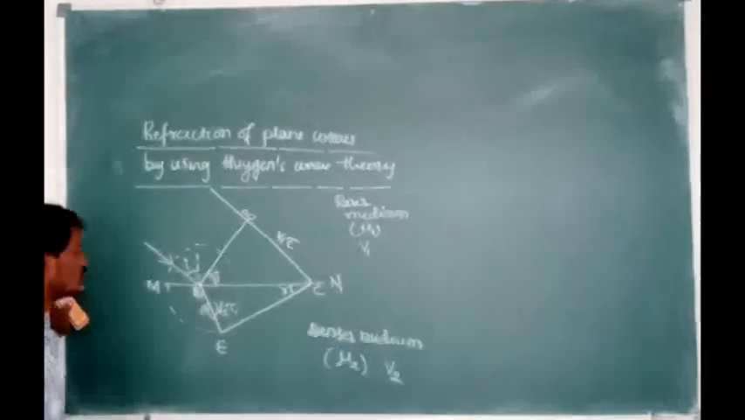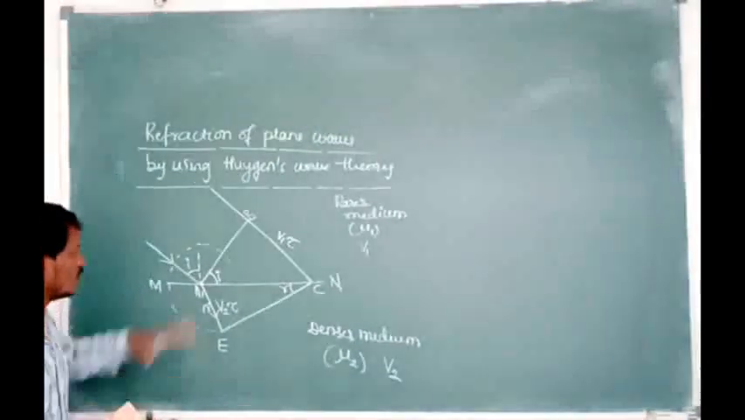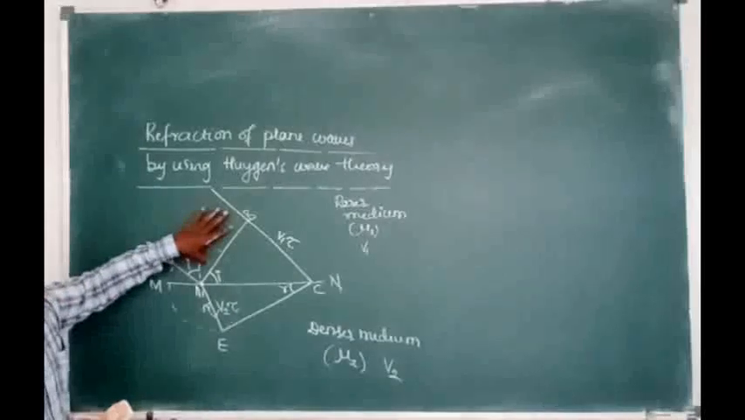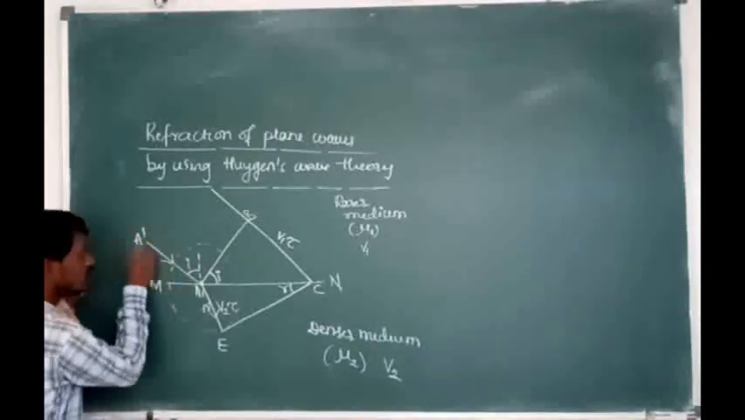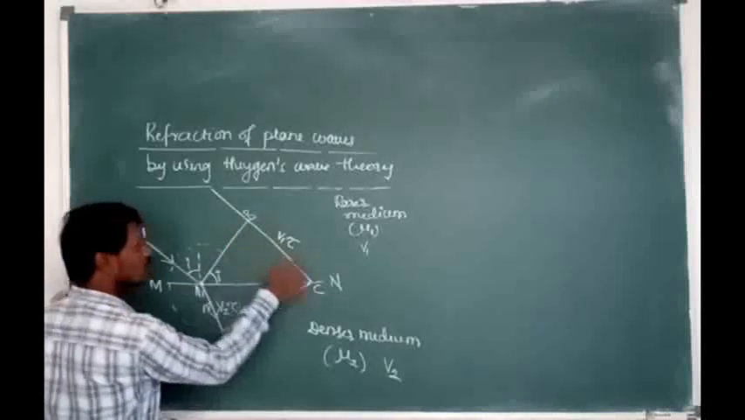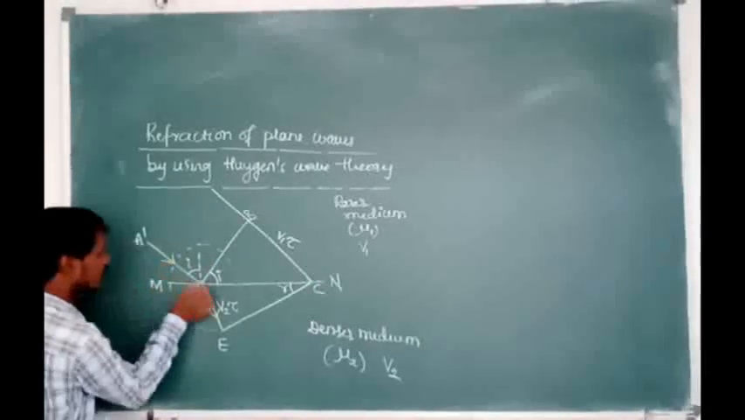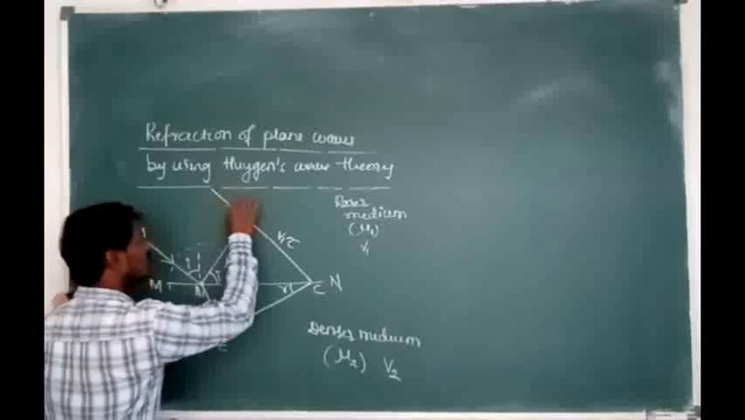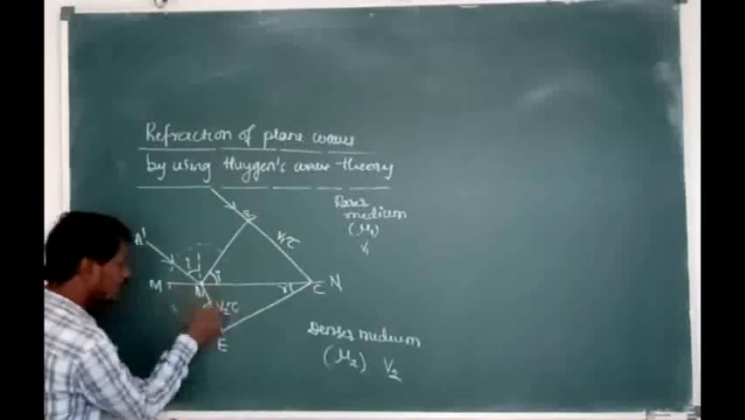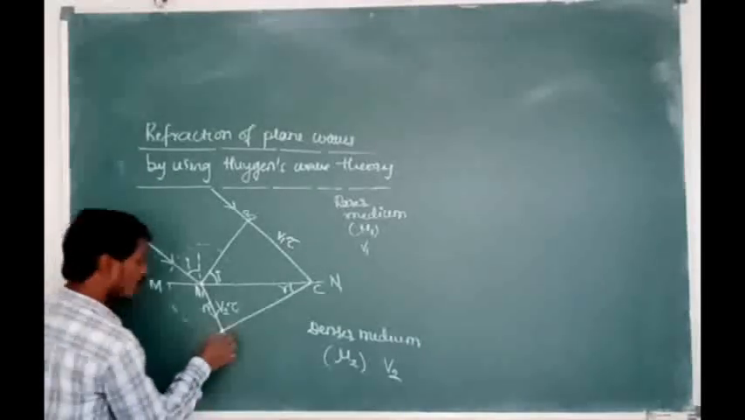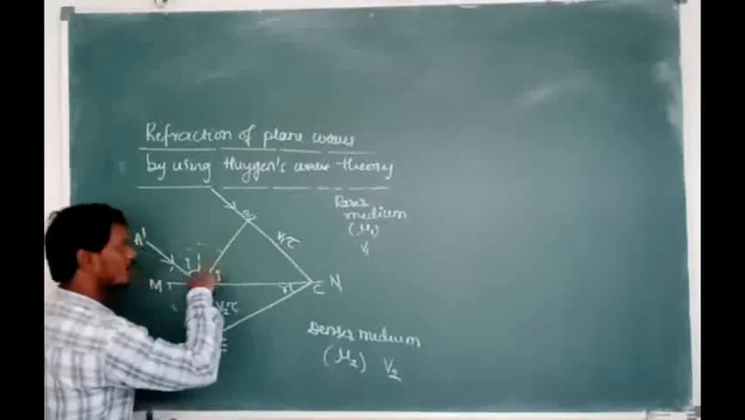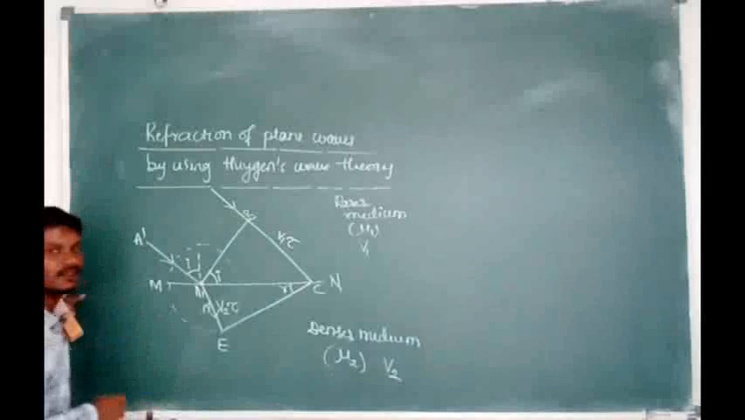Once again, listen here. AB is the incident plane wavefront, and A'A is the incident ray, and BC is also an incident ray. A'A and BC are both incident rays, but AE is the refracted ray. AE is the refracted ray, EC is the refracted wavefront, and AB is the incident wavefront.